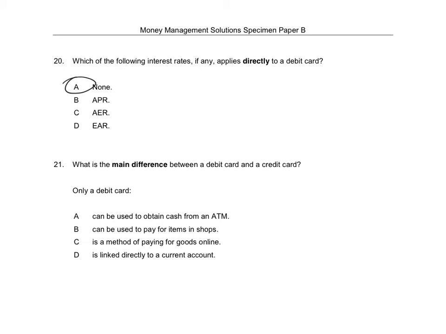Right, what is the main difference between a debit card and a credit card? Right, only a debit card is linked directly to a current account. Both can be used to obtain cash, both can be used to pay for items in a shop, both can be used for getting goods online. So there we are.